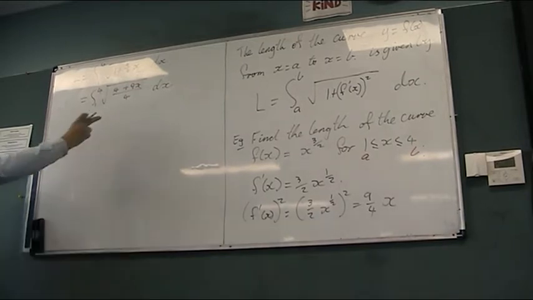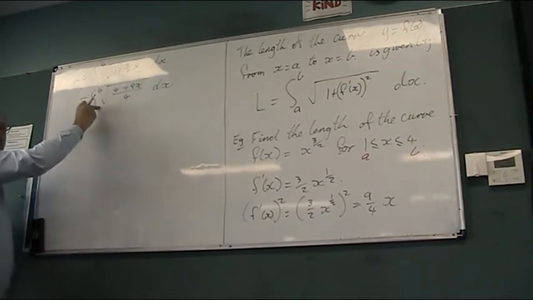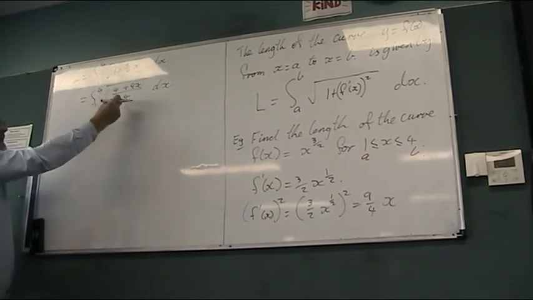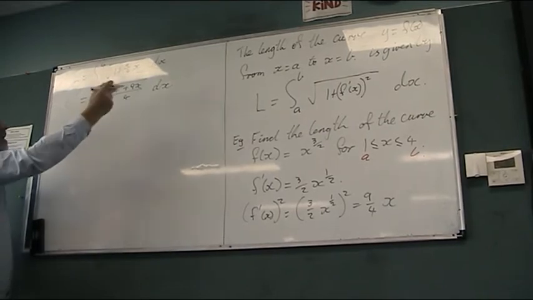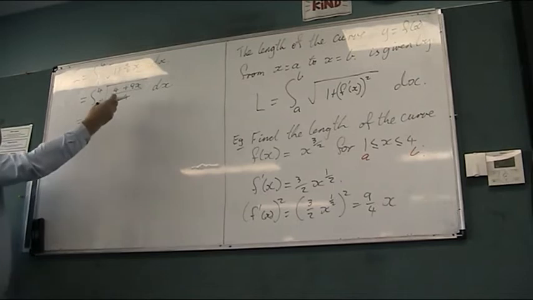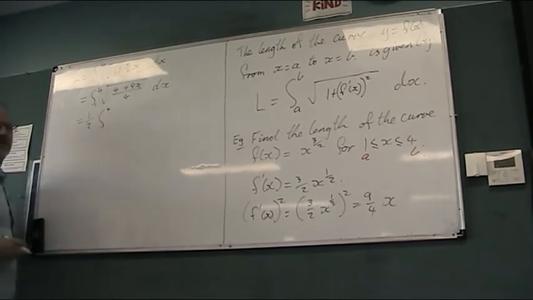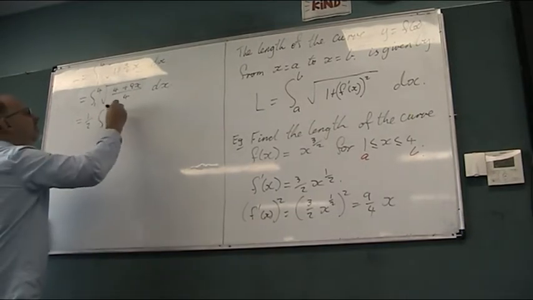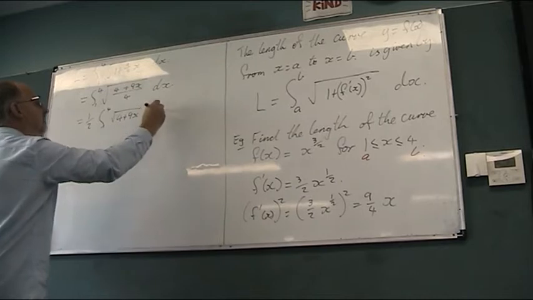Alright, so then this 4 down the bottom here, I can bring that out. And when I bring it out, it becomes a half. And that half, because it's a constant, I can stick it right out in front of my integral. Alright.